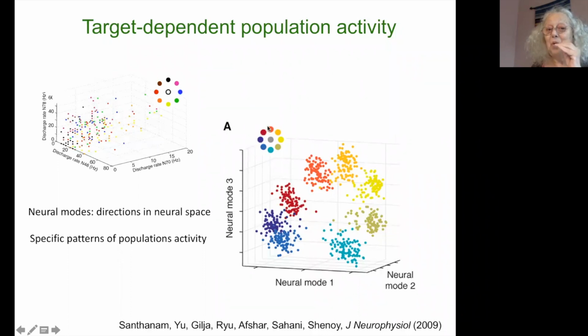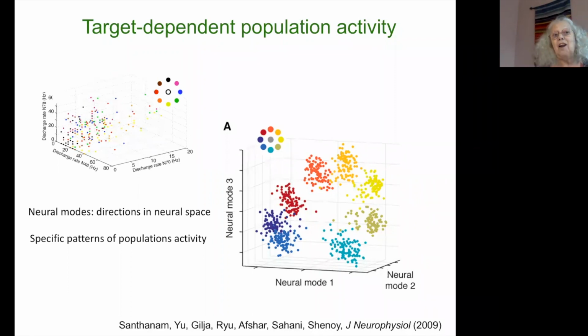So you go from wine to red to orange to yellow to green. So we are capturing something essential about the structure of this task, which is how these targets are organized in real space. But the representation is not a representation of individual neurons, it's a representation of neural modes. So what are these neural modes?